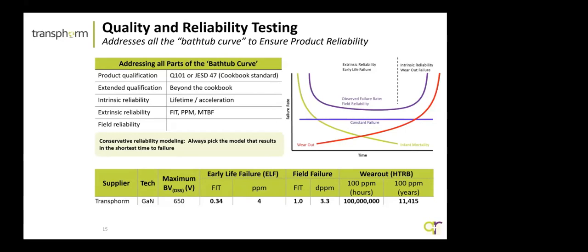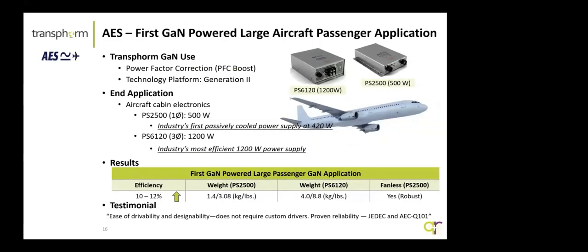So a lot of good work has been done with respect to our technology. Very reliable, understanding what the failure modes are, all the acceleration factors and activation energies, in order to supply our customers with a great GaN product. And here's an example. This is AES, a company out of Europe that sells into Airbus and Boeing. Anything that goes into the aerospace or aircraft market has to be reliable.